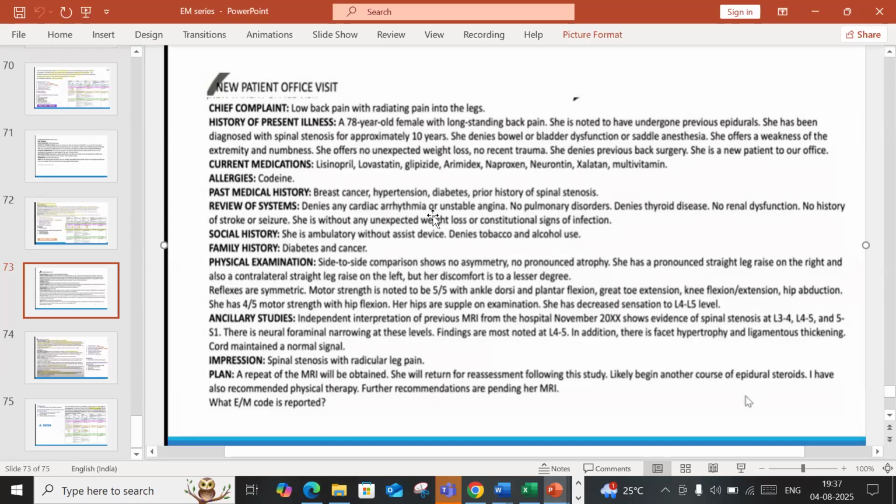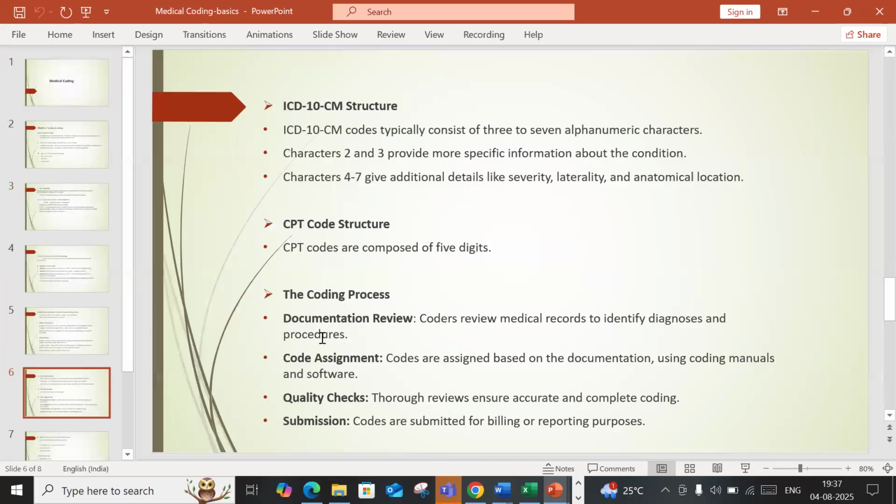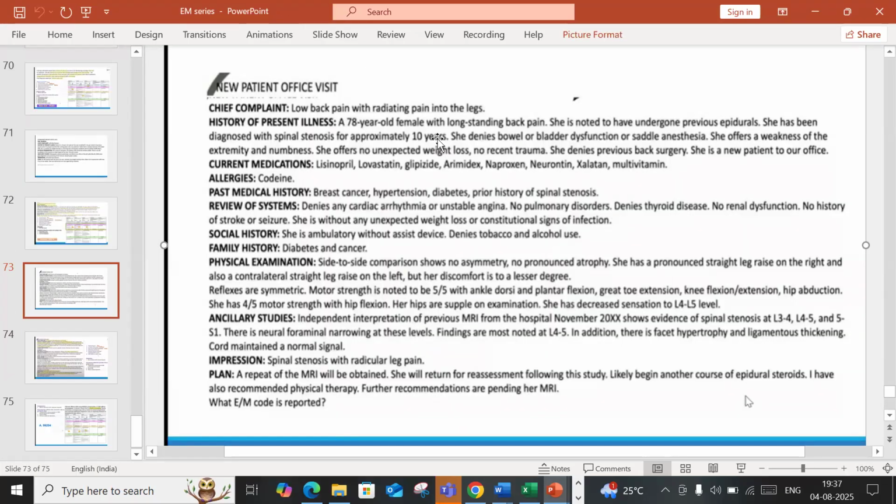So for example, this is a prescription, right? The first step is documentation review. We have to read everything from this prescription and understand what problem the patient is having, what the reason is for the patient coming to the hospital, and what kind of treatment he is getting from the doctor on this date of service. What chronic conditions does he have? Is he taking any medicines for the chronic conditions? In the past, did he undergo any surgeries or not? Those are the things we have to review.